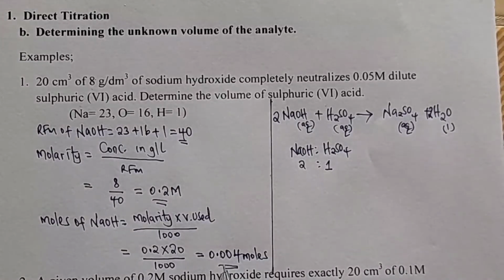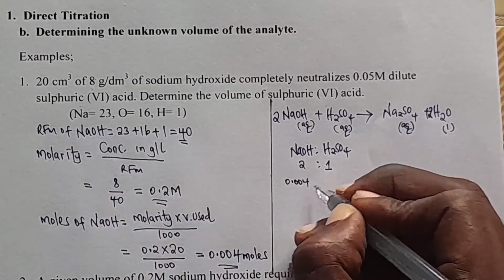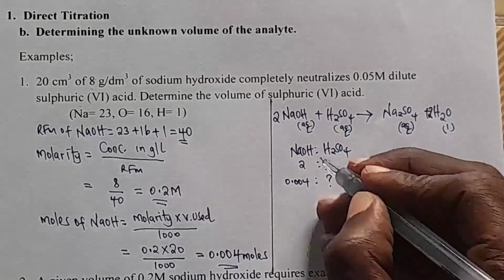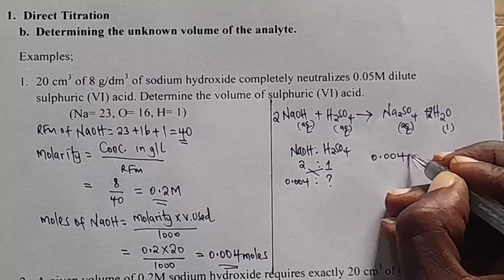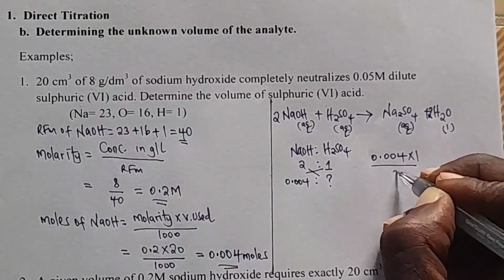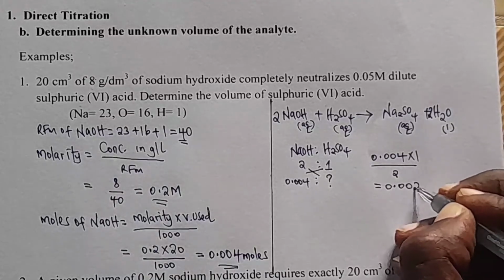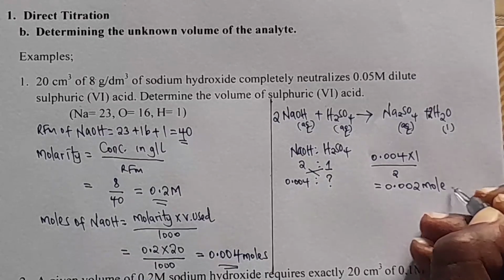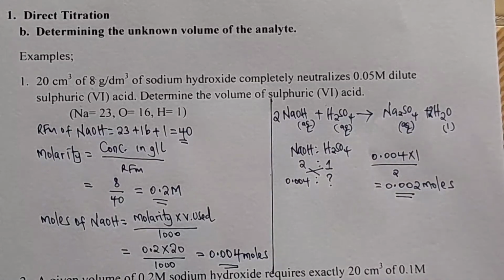So if the number of moles of sodium hydroxide is 0.004, we can get the other one by cross multiplying. We have 0.004 times 1 divided by 2. Here we get 0.002 moles of sulfuric acid. That's the number of moles of sulfuric acid.